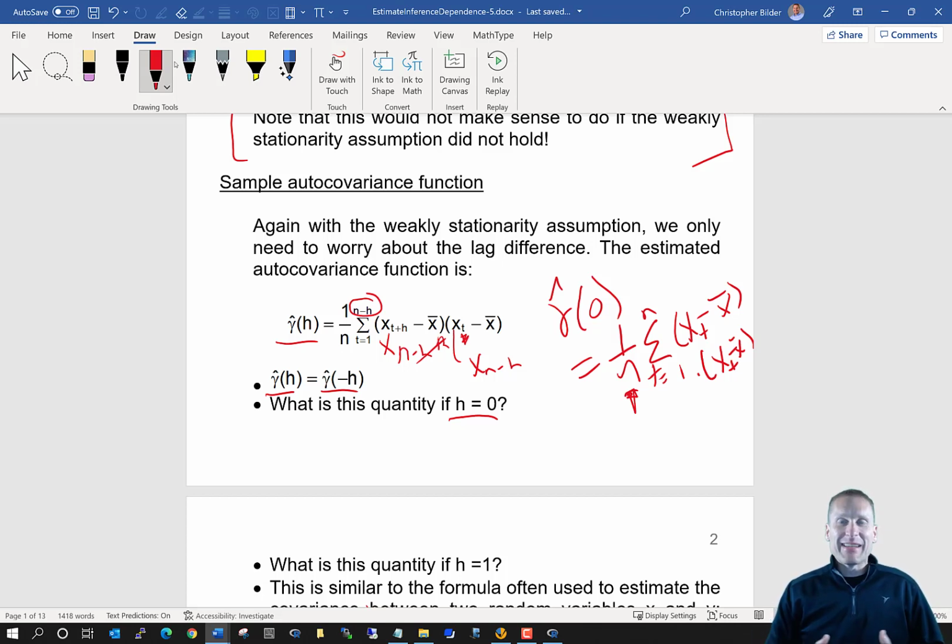In the end, it doesn't really matter because, in a time series context, we're typically going to have a large n. And so whether you have an n there or n minus 1, it's going to be approximately the same thing.